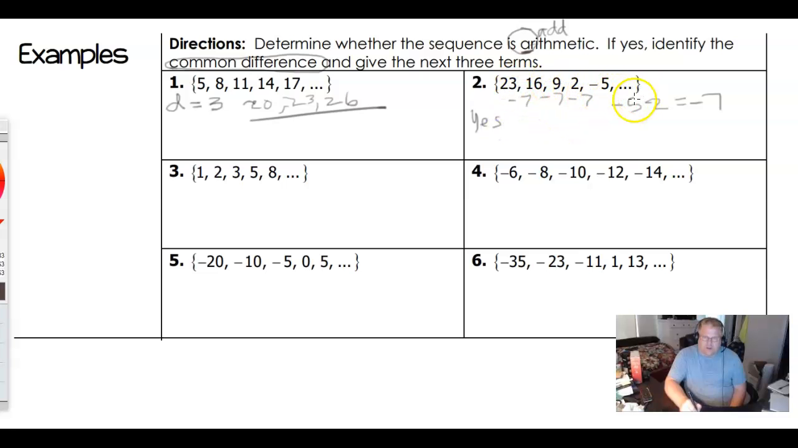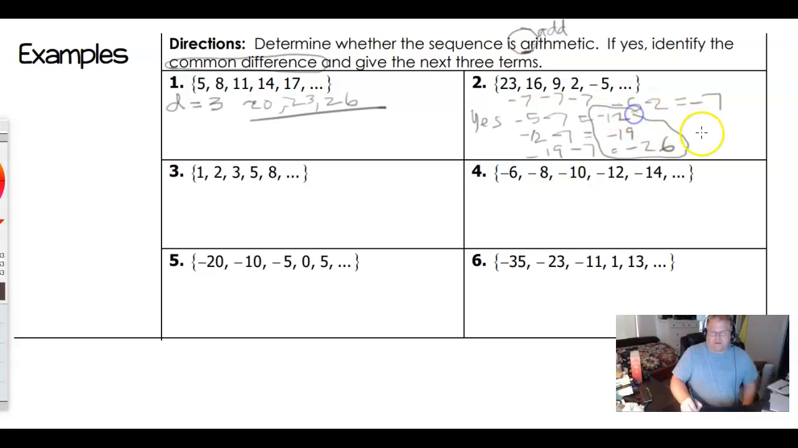I'm just dropping by 7. So it looks like I went from negative 5 minus 7, so that's negative 12. Negative 12 minus 7 is negative 19. Negative 19 minus 7, that's negative 26. So those are my 3 terms: negative 12, negative 19, negative 26. My computer's being a little bonky today, but that's okay.